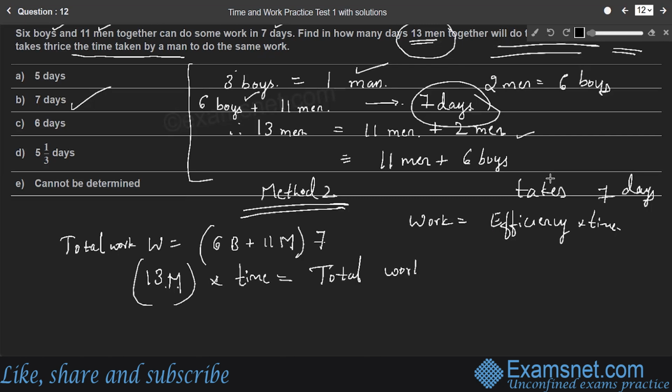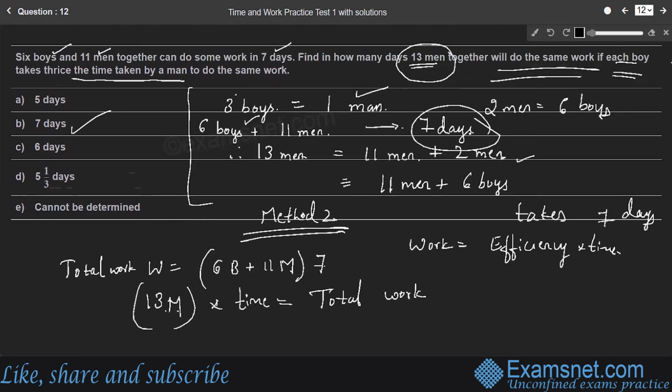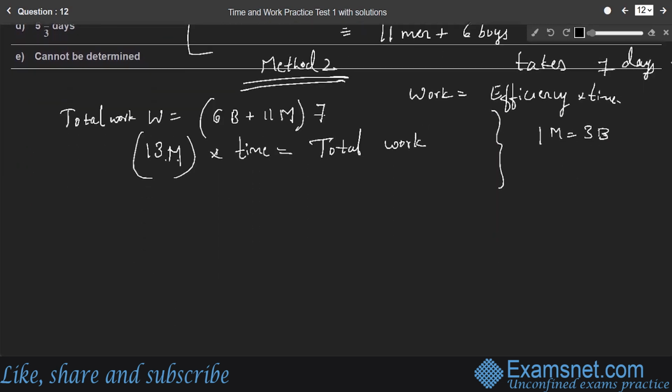Total work is equal to 13 men into how many number of days they'll take, right? Given that 1 man is equal to 3 boys, we'll write 1 man is equal to 3 boys. How many number of days they'll take? So we have to write the total work is 6 boys plus 11 men, right, into 7, is nothing but 13 men into time taken by them. Both are same, right? Total work equal to total work.